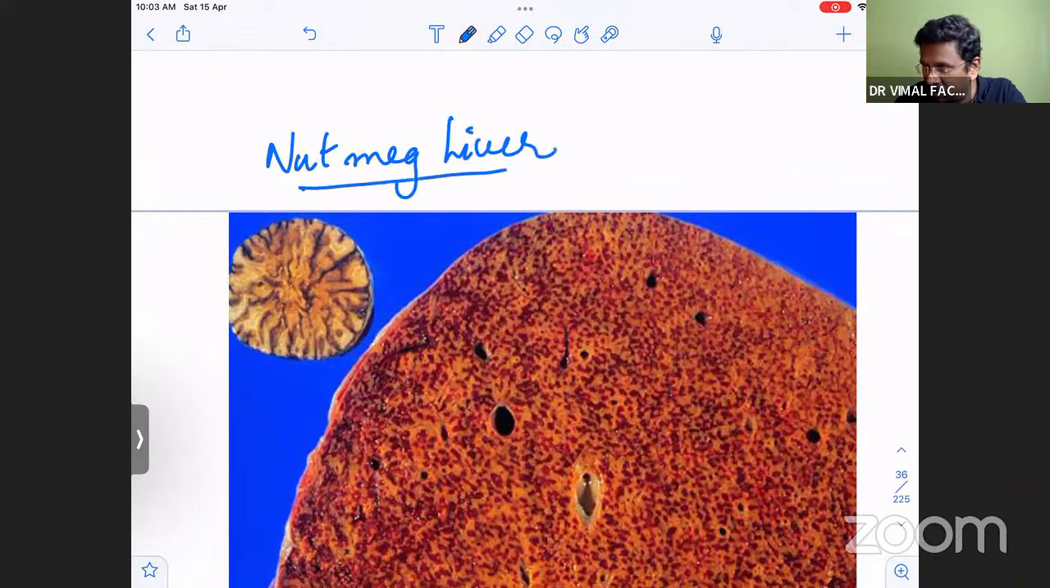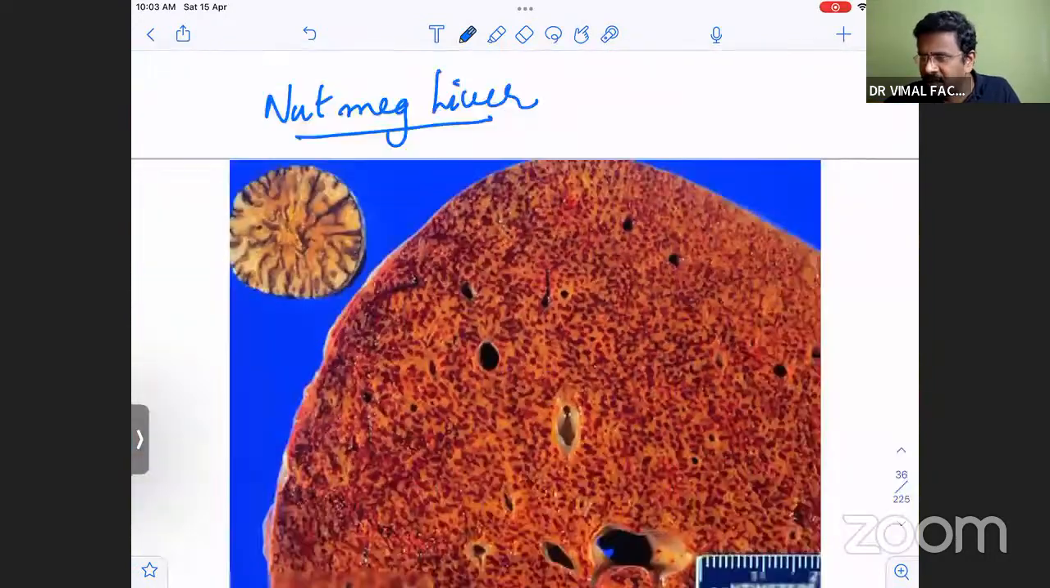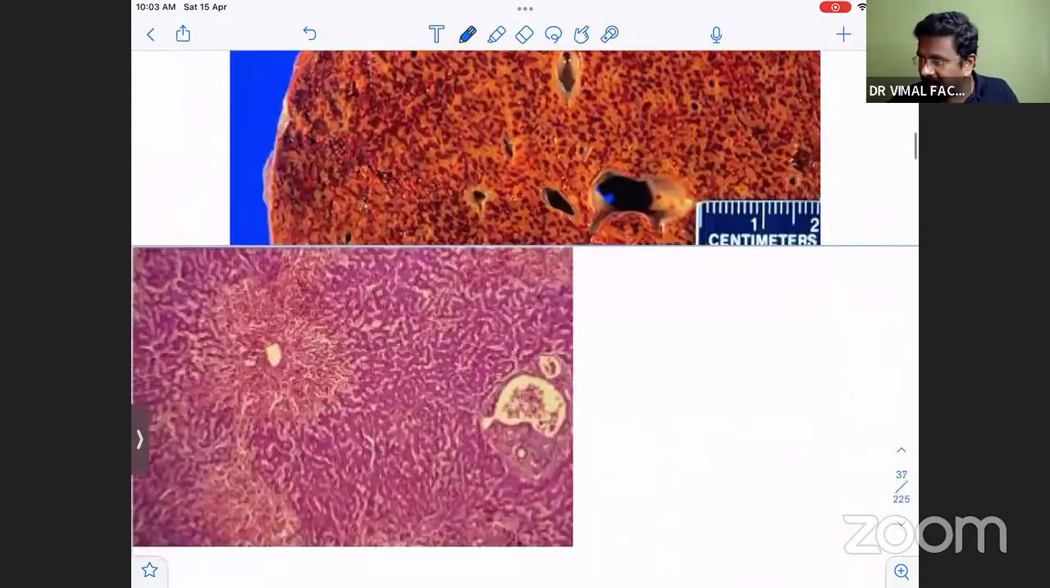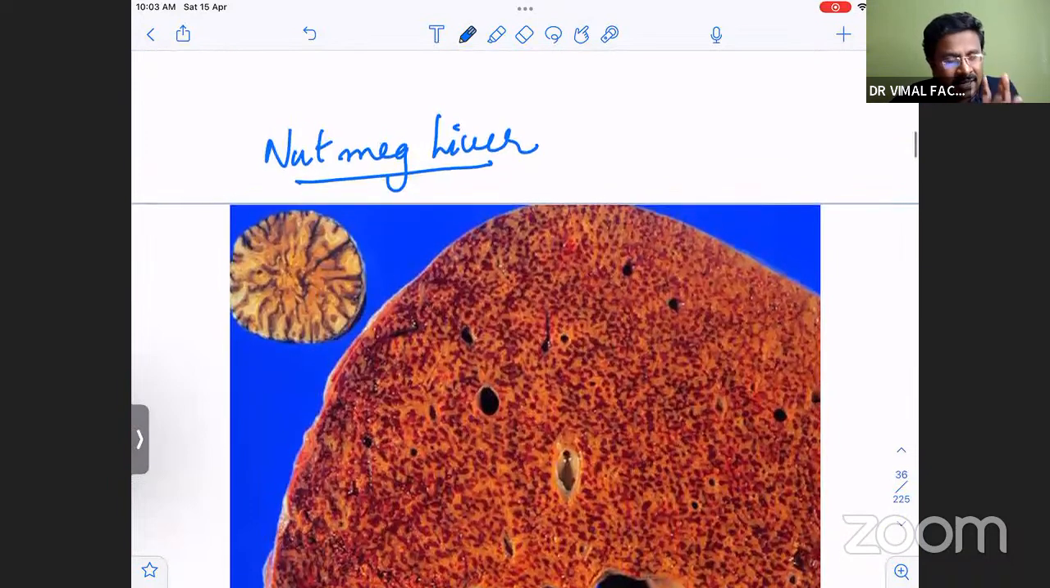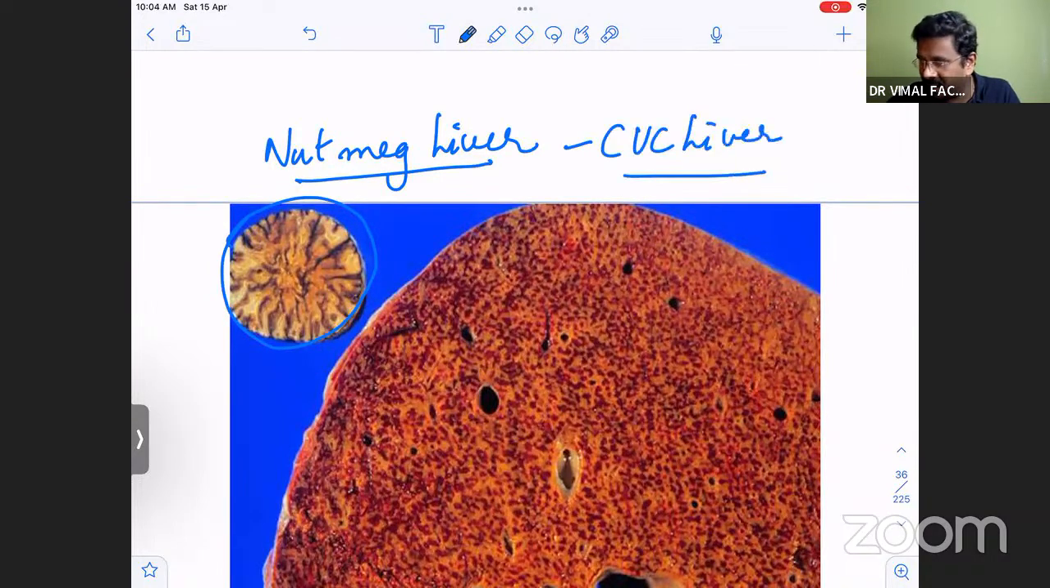So what is this nutmeg liver? In the cut surface of the liver, you can see dark reddish spots alternating with pale viable areas, that is the viable tissue. This appearance is called the nutmeg liver. Like you can see the cross section of a nutmeg, in the congestive liver we get this sort of nutmeg appearance.